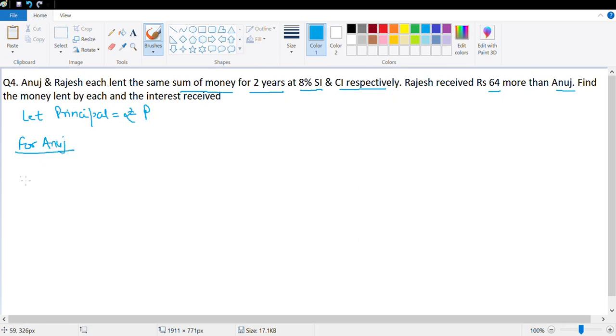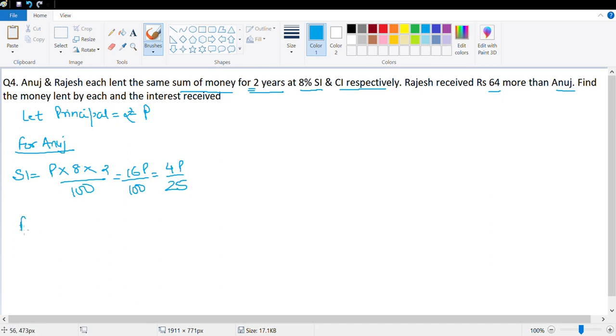So for Anuj, simple interest is equal to principal multiplied with rate, in this case 8, multiplied with time, in this case 2, upon 100, which is equal to 16p upon 100, which I can write as 4p upon 25. Okay. Now let's look at Rajesh.